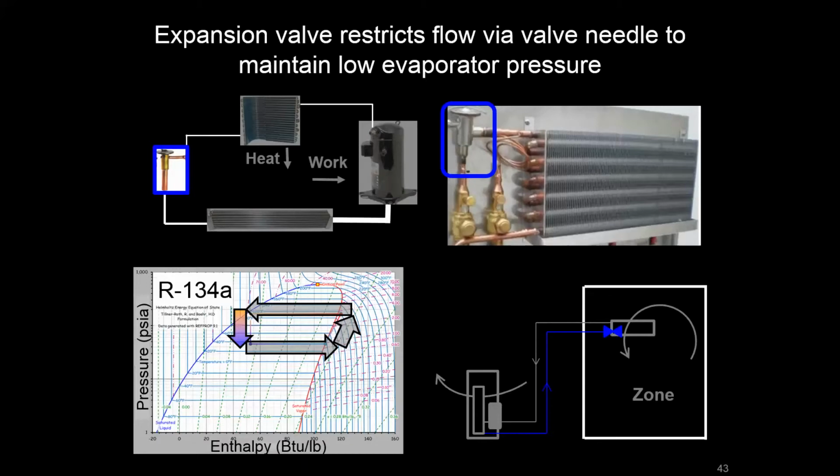But its job is to maintain low evaporator pressure. So it's a big pressure drop that, as you see on the chart, at constant enthalpy, because there's no heat exchange here, is going to drop the system pressure down to where it's going to sit at the evaporator. And when you drop that pressure down, because of the properties of the refrigerant, that's going to accomplish this temperature cooling, so that the refrigerant in the evaporator is going to be at a much cooler temperature.